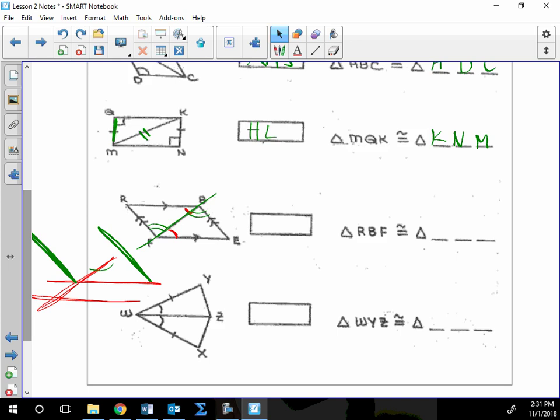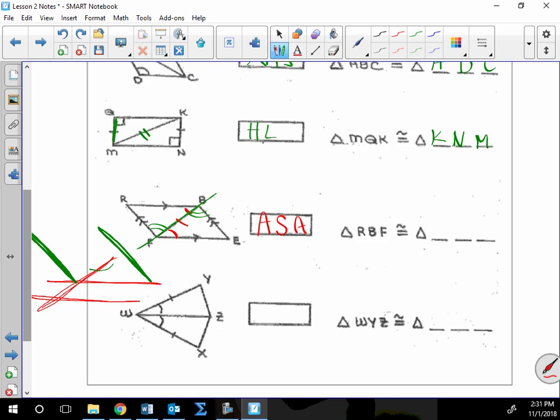I've got two sets of angles. What's the side we're talking about? Yeah, they share that side. So now I have angle, side, angle. Notice again, you have to match up the one arcs together and the two arcs together. Okay, so we can say these are congruent by angle, side, angle.